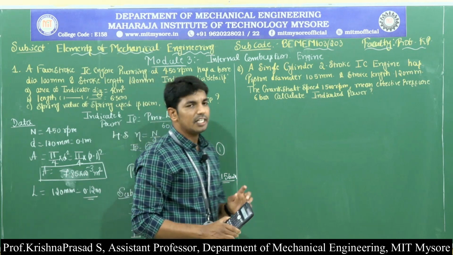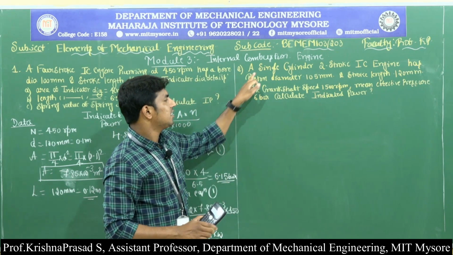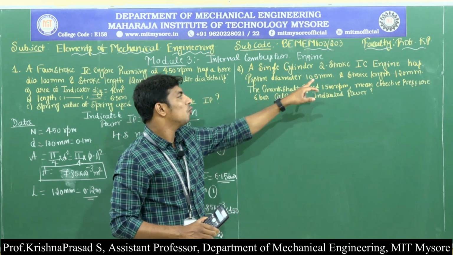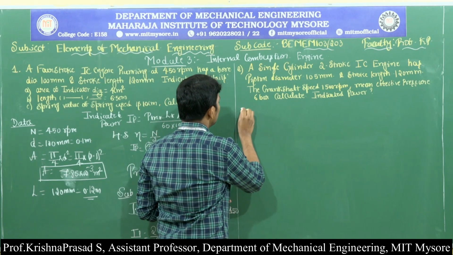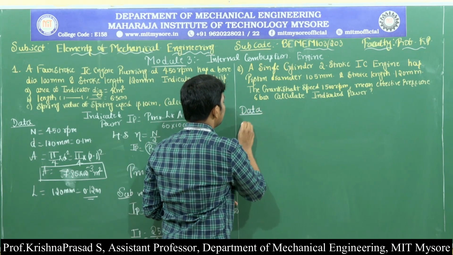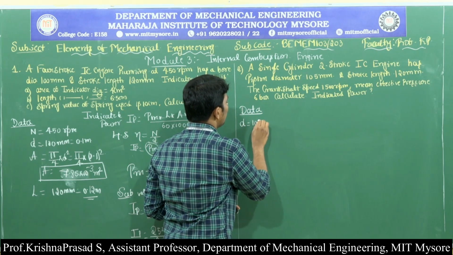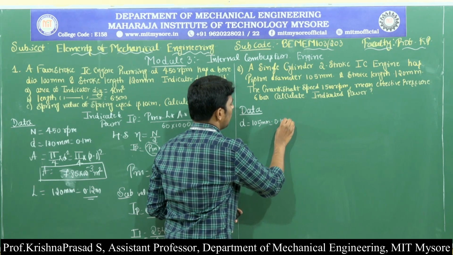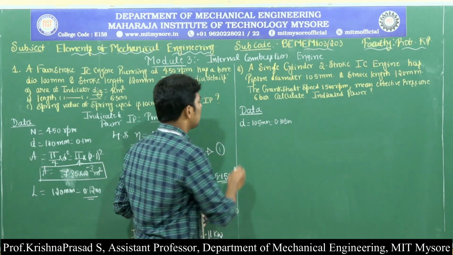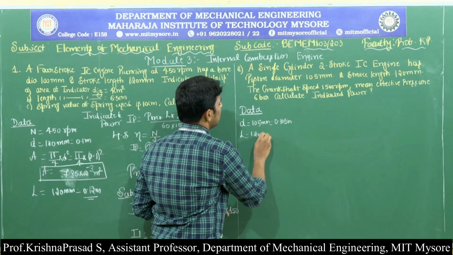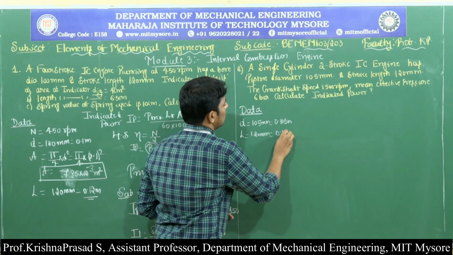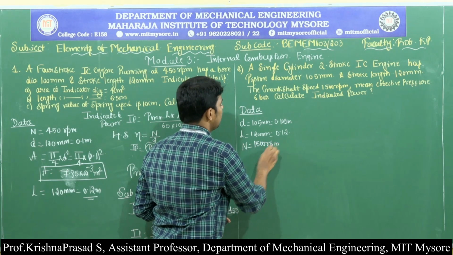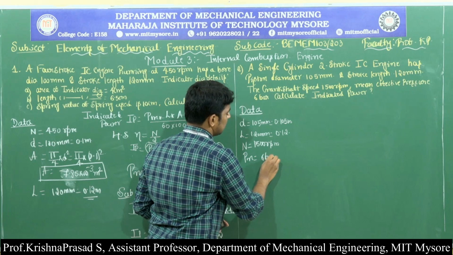Next we are moving on to the second numerical, a single cylinder 2-stroke IC engine. The piston diameter is 105 millimeter. Write down the data. The piston diameter, small d, is 105 millimeter, which is 0.105 meters, and stroke length 120 millimeter, that is 0.12, and crankshaft speed is 1500 rpm, and mean effective pressure is 6 bar.